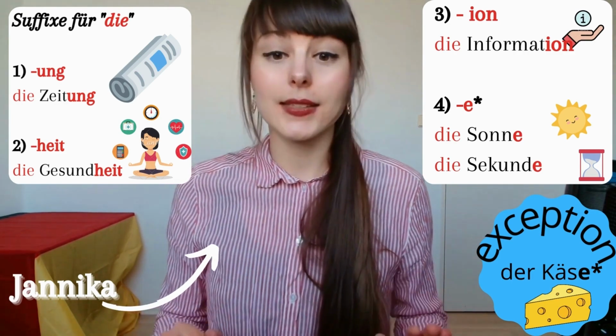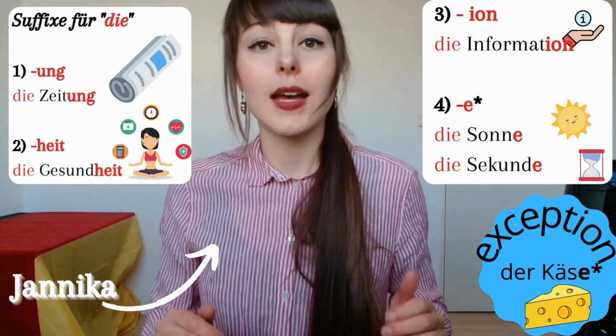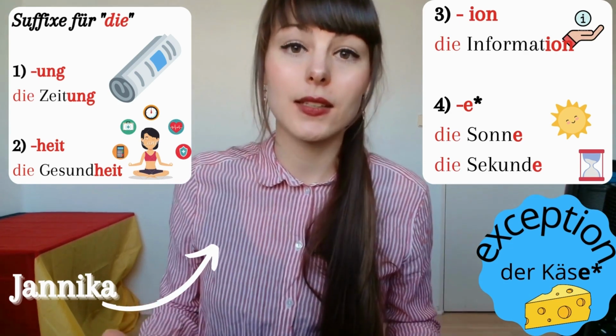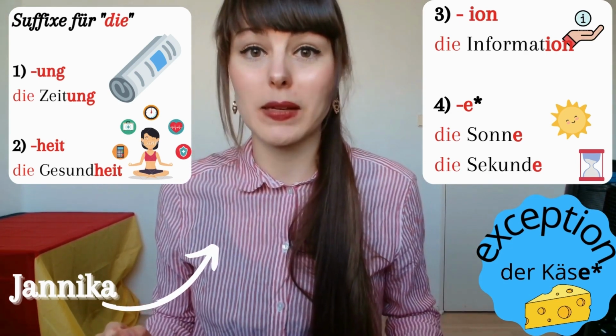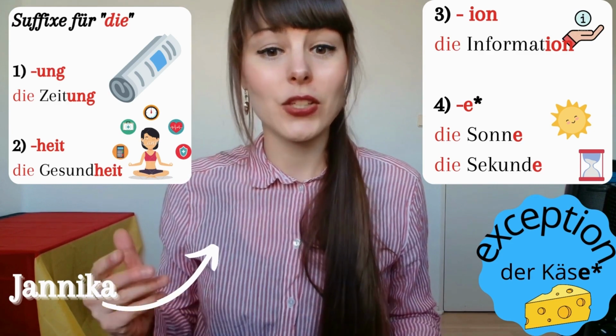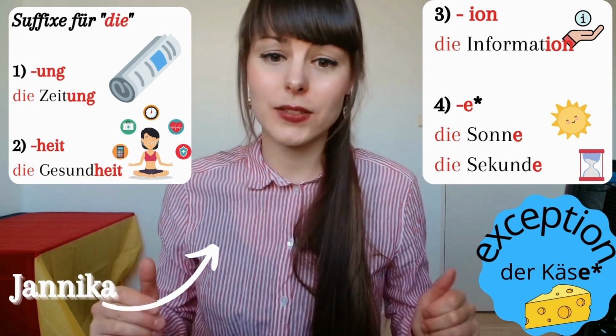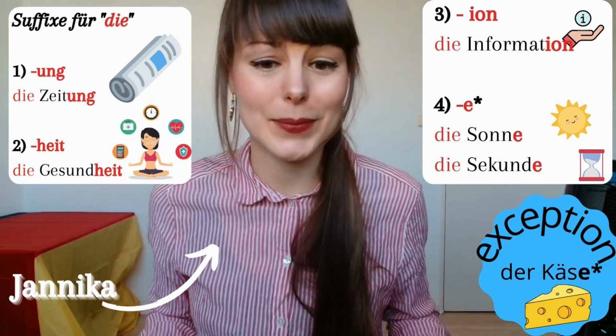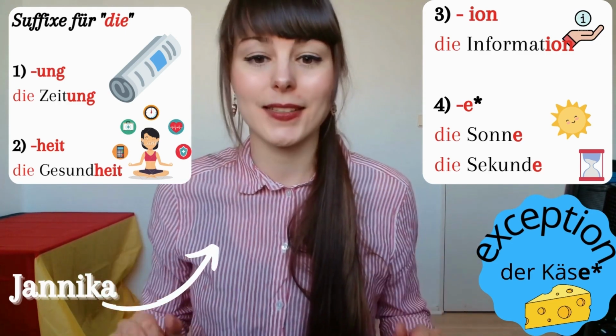But as I mentioned, there are exceptions. Example: der Käse, the cheese. Cheese is male, sun is female. I don't know if that makes sense, but we have to learn it.